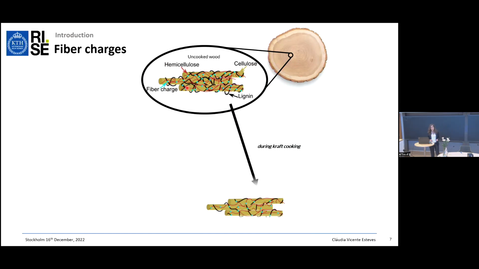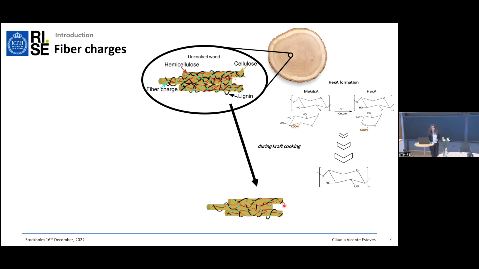But during the kraft cooking, where the aim is to remove the major part of the lignin, you are also removing some of the other components as well, and the tendency is to decrease the fiber charges. So you lose fiber charges during the cooking for lower kappa numbers, lower lignin contents. One example is the formation of hexenuronic acids that occurs during the kraft cooking. They have fiber charges, these groups here, but during the process, the tendency is to dissolve them, and you will lose them in the end.